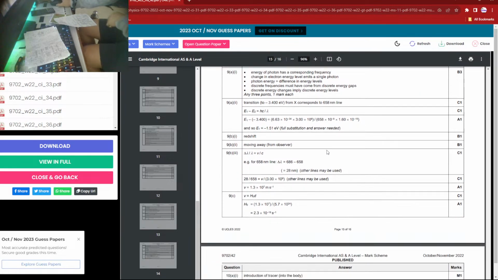Okay, next one. Okay, this one, transition, since you know that the photon energy is equal to the difference in energy levels, that's why you get this. hc over lambda, energy of photon, is equal to the change in energy levels. So that's the reason why you have to divide it by 1.6 times 10 to the power of negative 19 as well, is because hc over lambda will give you the joules. So in order to get it in eV, you will have to divide it by 1.6 times 10 to the power of negative 19. Your answer should be negative 1.51 eV. Next one.